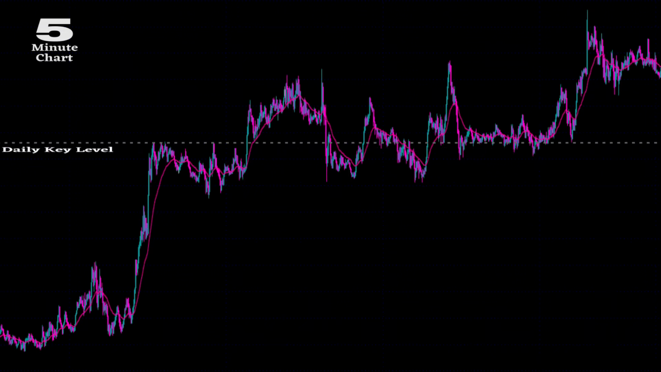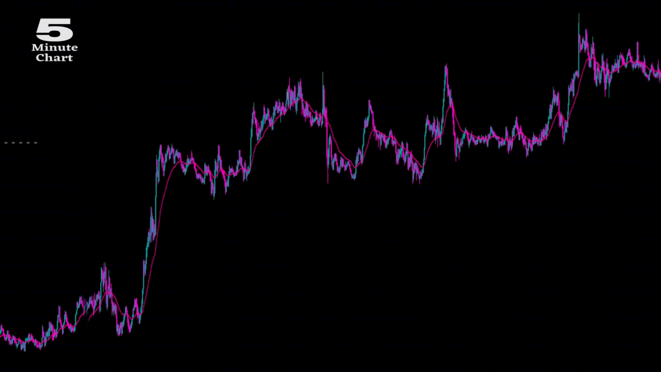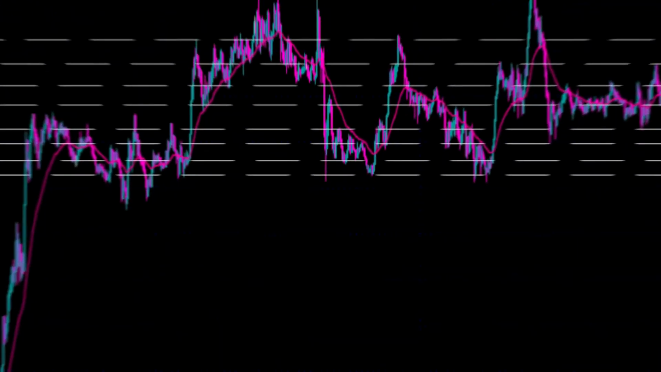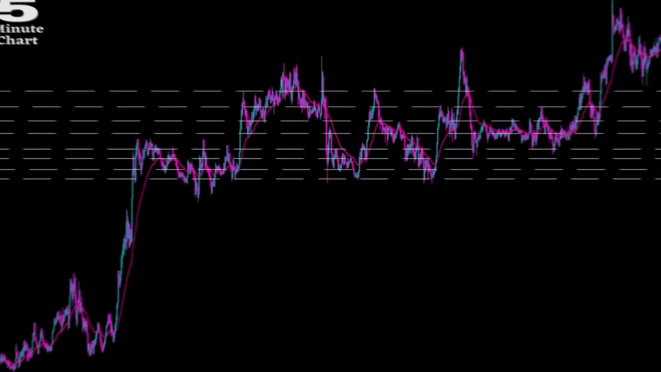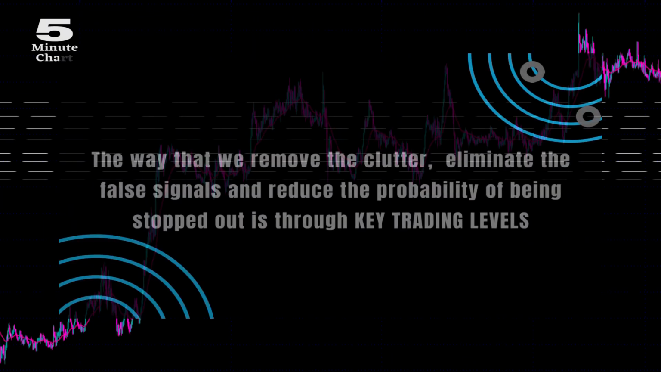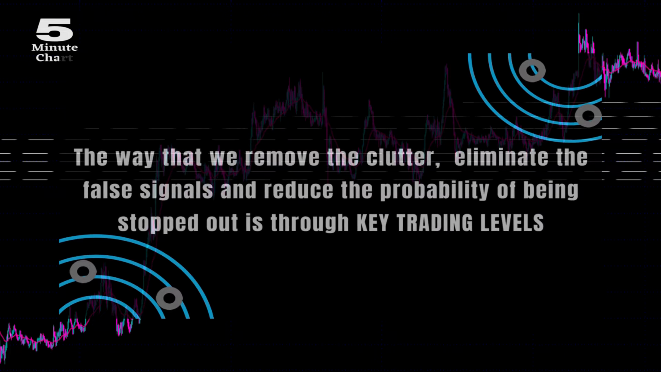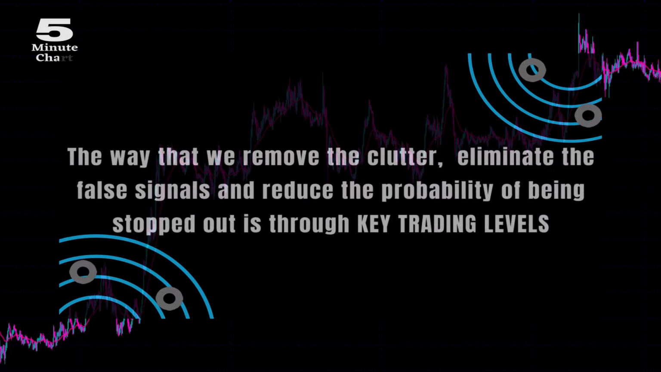Typically, support and resistance will be drawn on the current time frame in which you are trading. The problem with this is that all of the support and resistance, no matter how insignificant, is visible when plotted in this way. The way that we remove the clutter, eliminate the false signals, and reduce the probability of being stopped out is through plotting key trading levels instead of standard support and resistance.